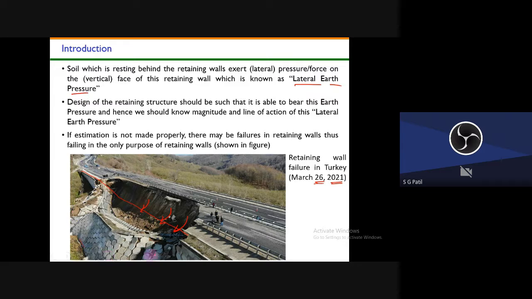These are all retaining walls. To design a retaining wall, the first and foremost input is the lateral earth pressure. If the estimation is not made properly, there may be failure in the retaining walls, thus failing their only purpose. The sole purpose of a retaining wall is to retain the soil on one side. If that is not met, then the purpose is not served.